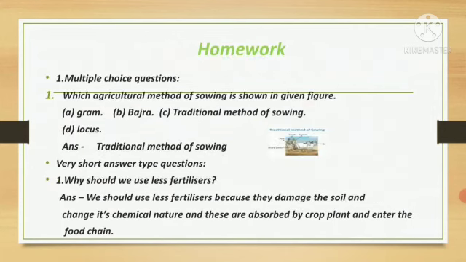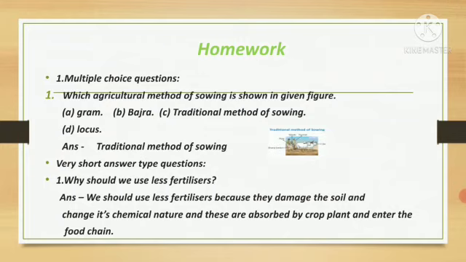Next we have homework. So students, the homework is based on the topics that we have recently discussed. Let's have a look. First we have multiple choice questions. First question is, which agricultural method of sowing is shown in the figure? As we have discussed, this is the traditional method of sowing, and options given are gram, bajra, traditional method of sowing and locust. So clearly the answer is traditional method of sowing.